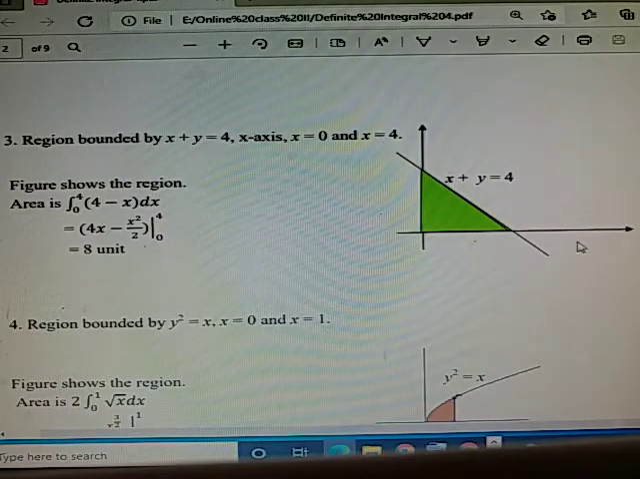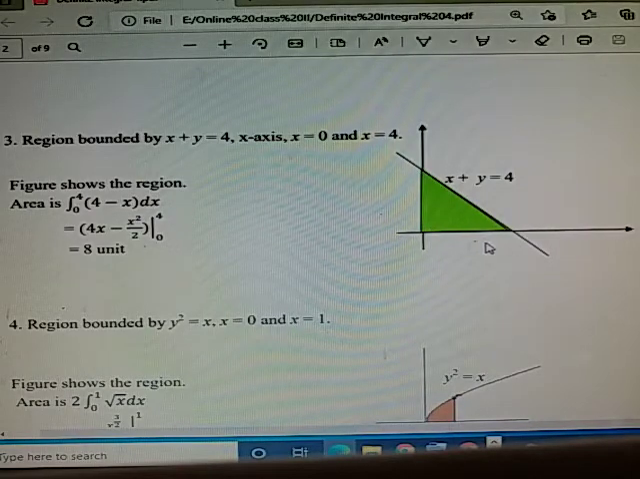So we are drawing this line, x plus y equal to 4. The area shows the region. So this is the point (4, 0) and this is the point (0, 0). So x is varying from 0 to 4. Actually the diagram is not perfect.